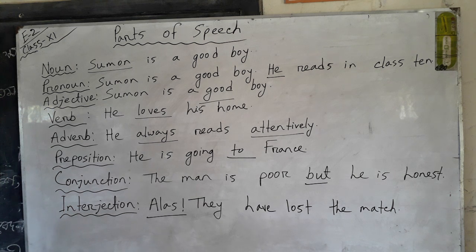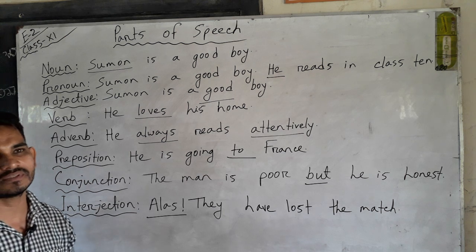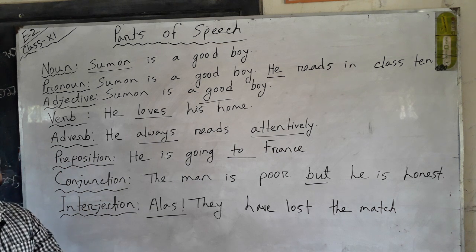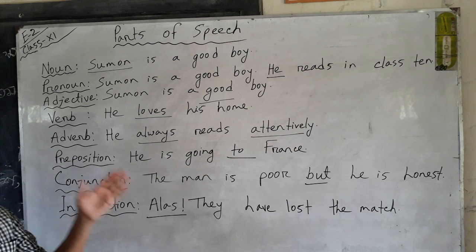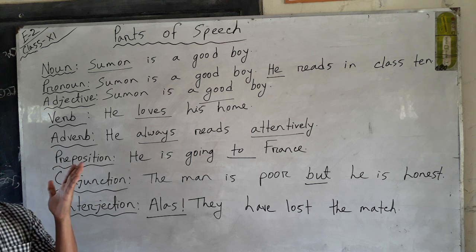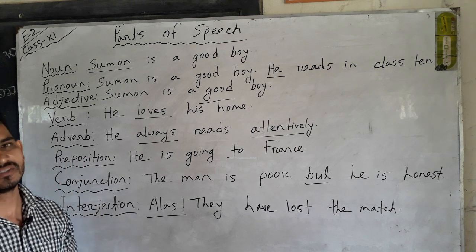First I wrote noun. What is the definition of noun? A noun in a sentence refers to people, places, things, ideas, concepts, etc. Here I gave an example: Shomon is a good boy. Here Shomon is a noun in this sentence, and the word Shomon refers to a person.